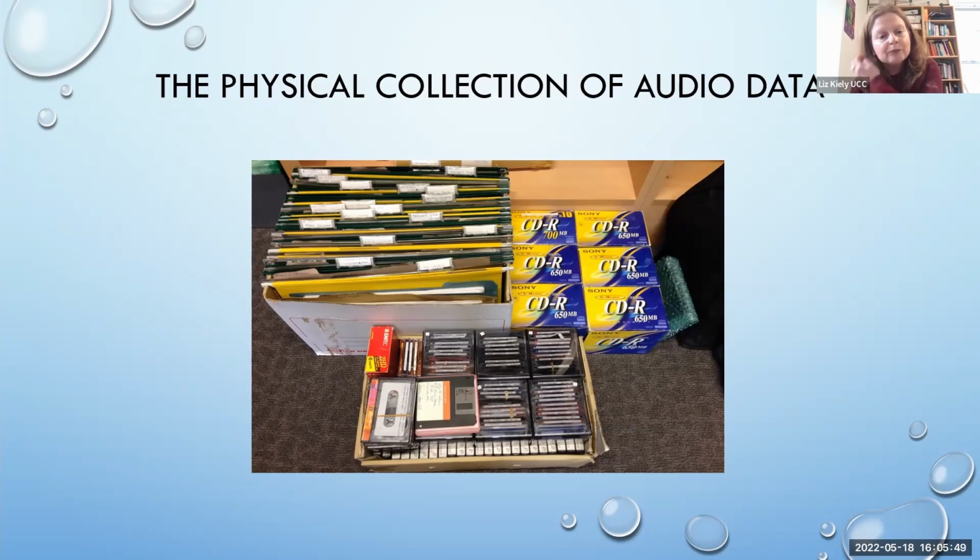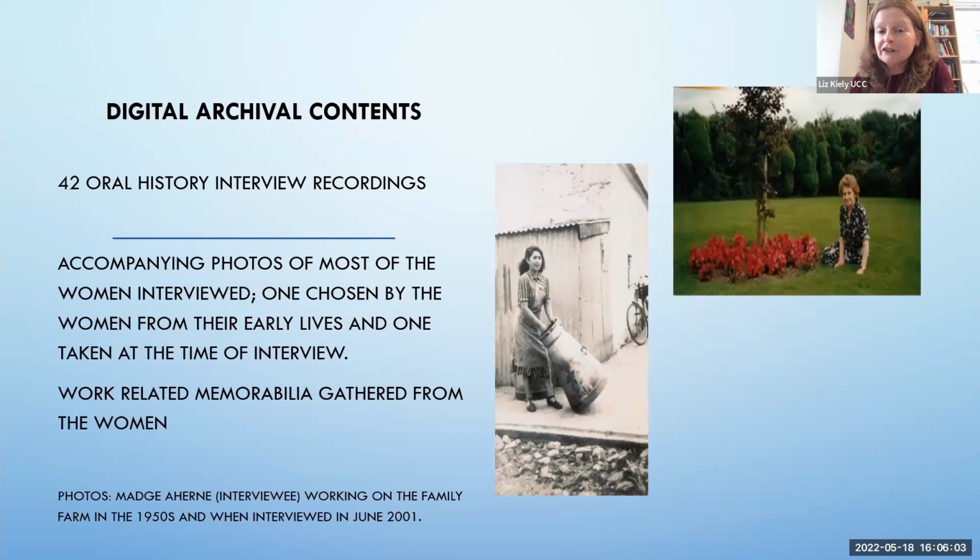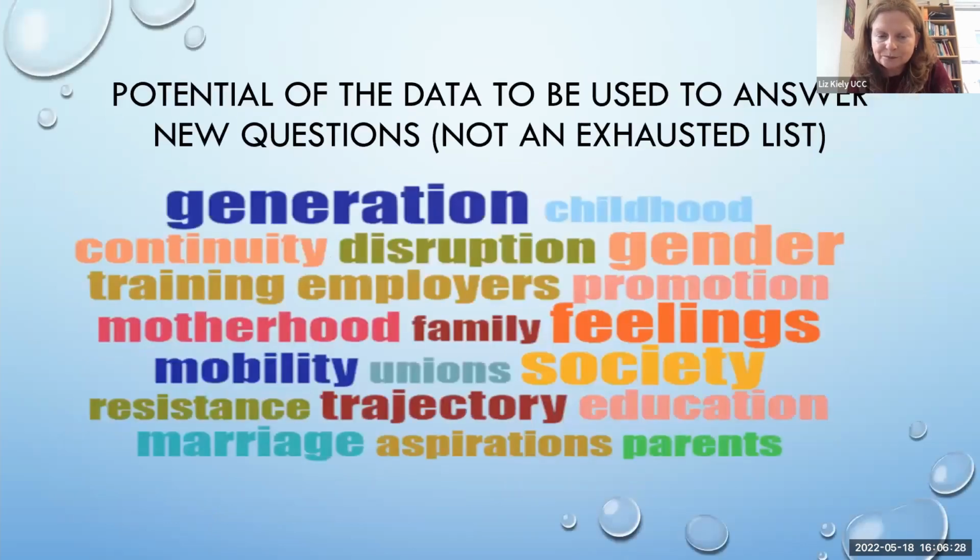This gives you a sense of the physical collection. It wasn't huge, but it's kept in UCC's archive and it's not available to the public. We would have liked to make it available, but it wasn't possible to do that in the context of the resources that we had. This gives you a sense of the archival collection that's available in the Digital Repository of Ireland. This is a picture of Madge at the time when she was interviewed, but also a picture of Madge in her earlier life. And we also conducted an interview with her. And so it involves the collection of 42 recorded interviews with women about their working lives. As I mentioned, we do hope it can be utilised by others who are interested in it, because it covers a wide range of different topics or areas that were explored in the context of these oral histories.